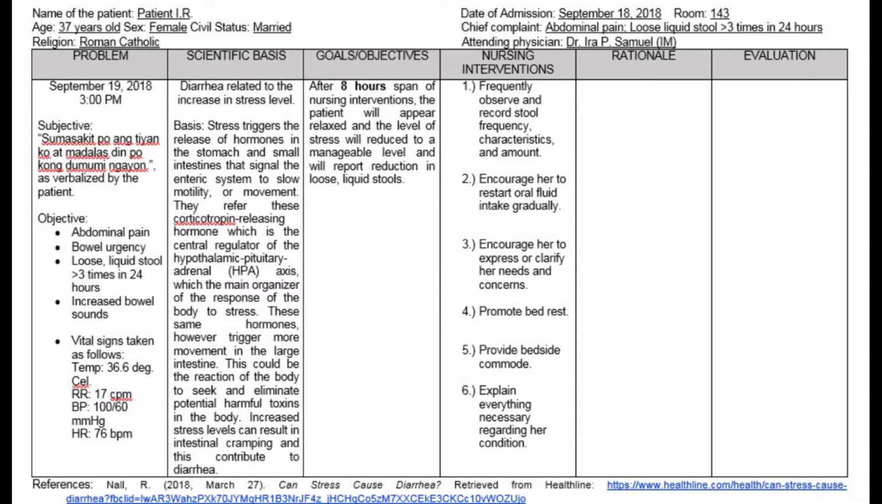In my sample, first, observe and record stool frequency, characteristics, and amount. Second, encourage her to restart oral fluid intake gradually. Third, encourage her to express or clarify her needs and concerns. Fourth, promote bed rest. Fifth, provide bedside comfort. And sixth, explain everything necessary regarding her condition.